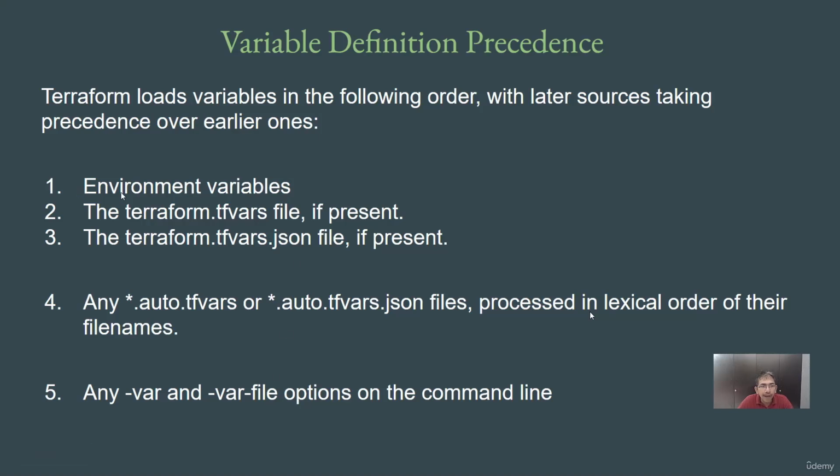Let's say that the value associated with a variable for environment variable is 1. You have defined the value in terraform.tfvars as 2, terraform.tfvars.json as 3, and in the -var option, you have specified it as 5. So in such case, Terraform will take the value as 5. So this is what it states, the later sources taking precedence over the earlier ones. So if the value is specified in tfvars and you specify the value using the -var option, then the -var option will take the highest precedence here.